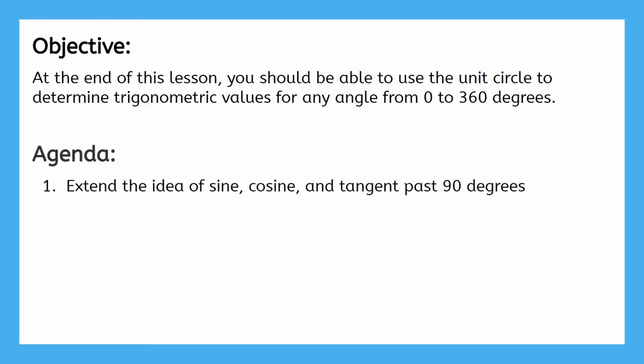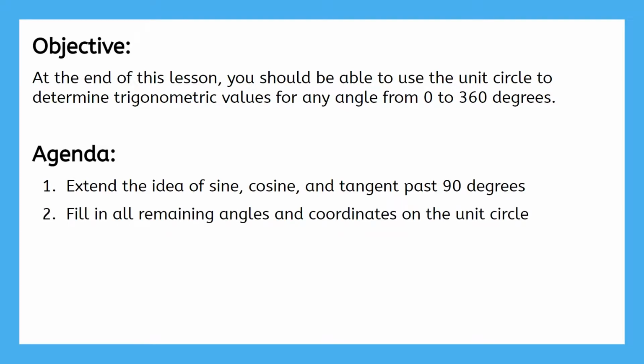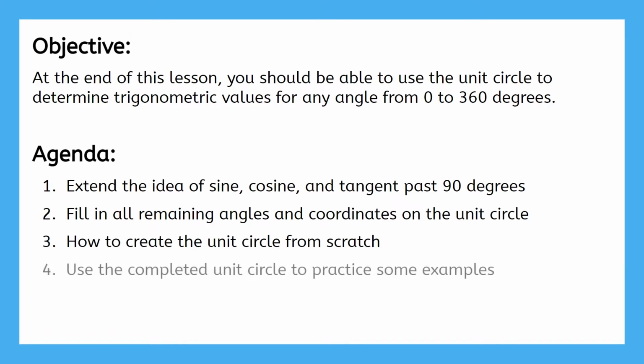First, we'll extend the idea of sine, cosine, and tangent past 90 degrees. Next, we'll fill in all remaining angles and coordinates on the unit circle. We'll explore how to create the unit circle from scratch, and then you'll use the completed unit circle to practice some examples.